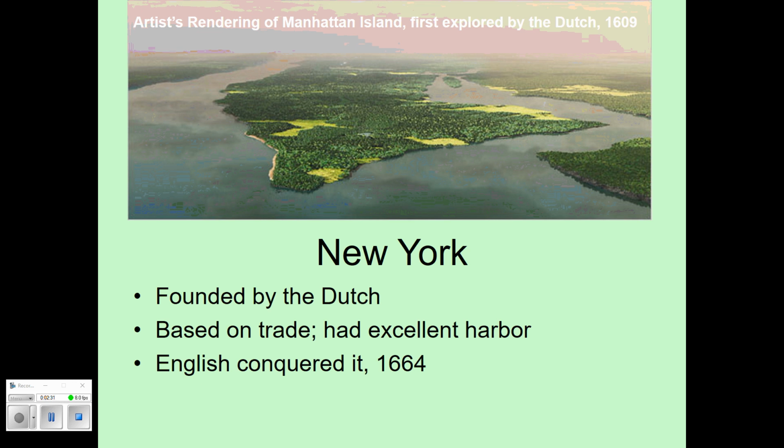The English, however, conquered it very early in 1664, and when they conquered it, the Dutch put up no resistance. There were only about 9,000 people in New York when the English took it. It was formerly New Amsterdam, and it was given as a proprietary colony to the Duke of York. York is a city in England, so he called it New York.